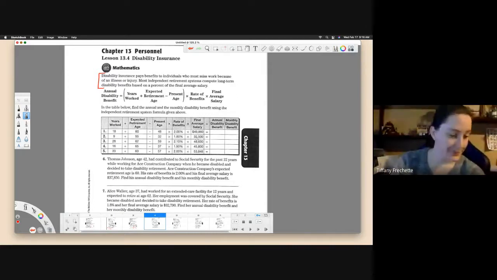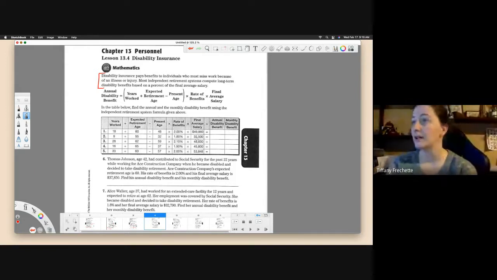All right, so let's go ahead and take a look at this table. I'm only going to look at number one. The calculation on this one is pretty basic, and they even put the operations right in the table for you. So not a whole lot going on here that I don't think students can figure out on their own. So we have years worked plus expected retirement age minus present age. Make sure that you add all of these together before you multiply. Okay, so we're going to multiply this number by 2%.